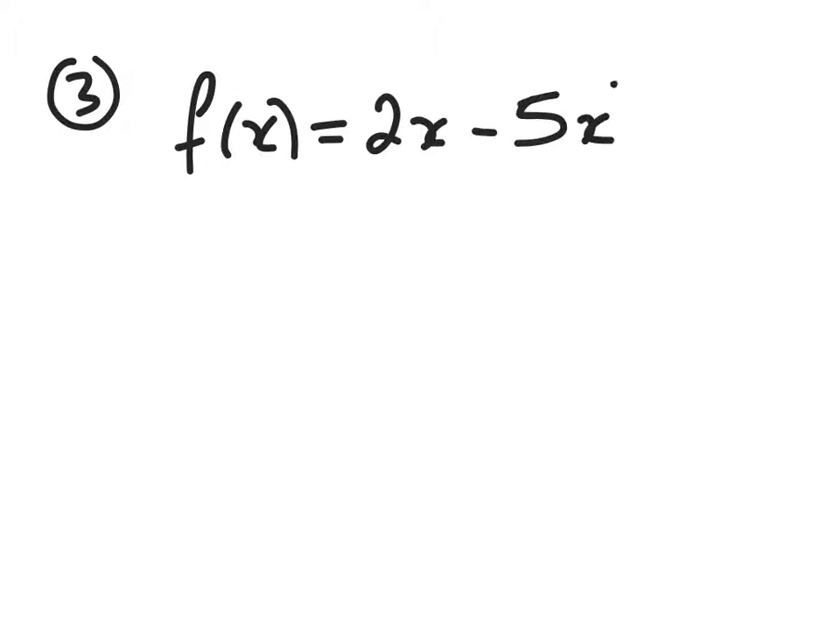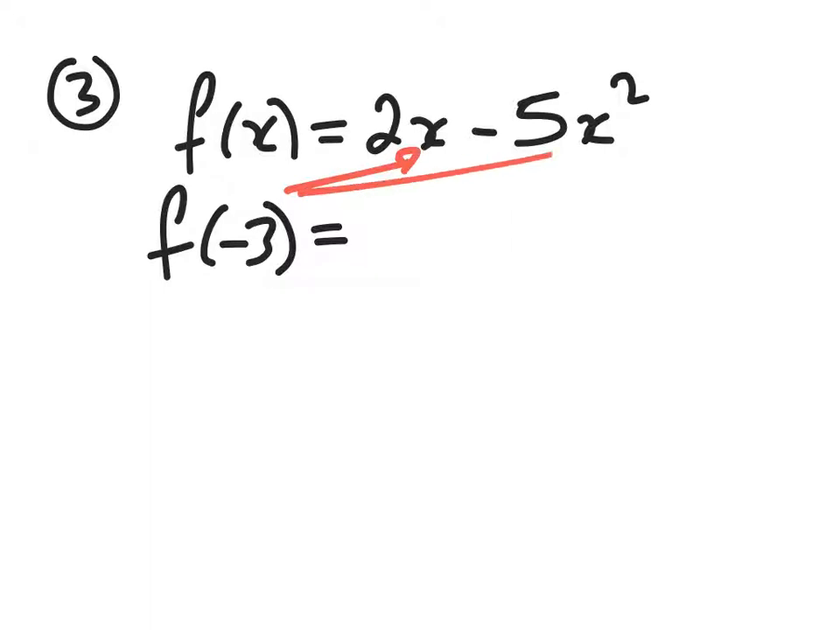Question 3. f of x equals 2x minus 5x squared. And we are asked to find f of negative 3. Well, that just means that we put the negative 3 in the places where the x's are.